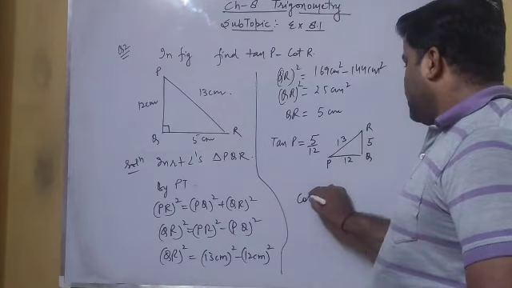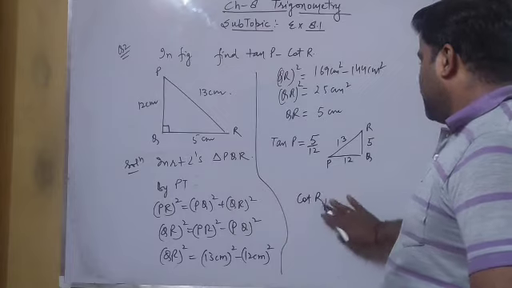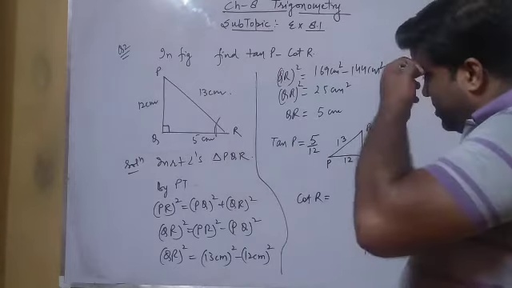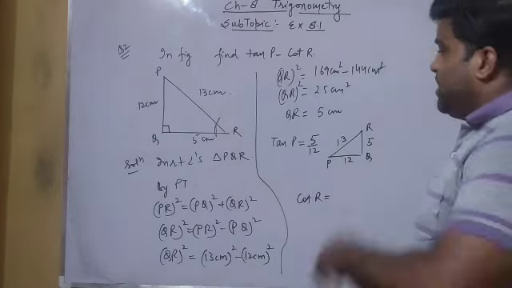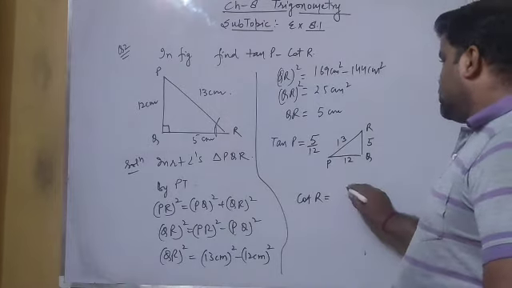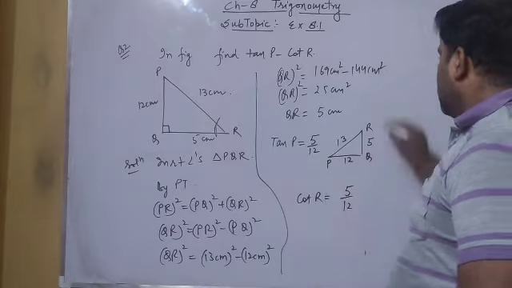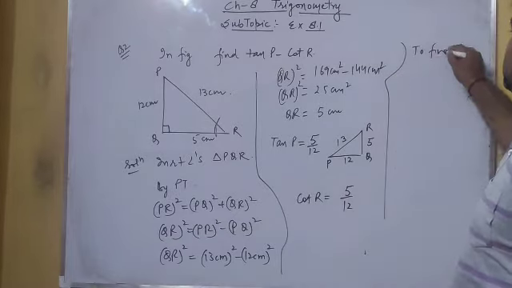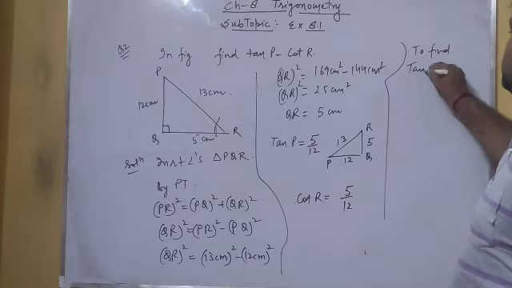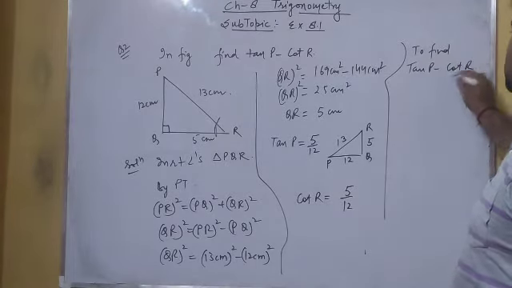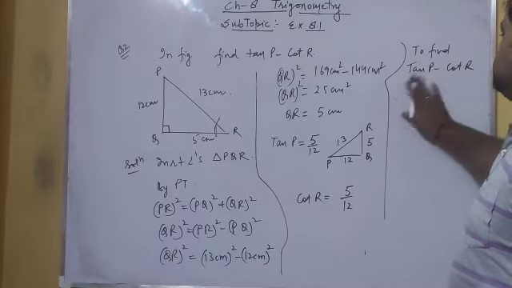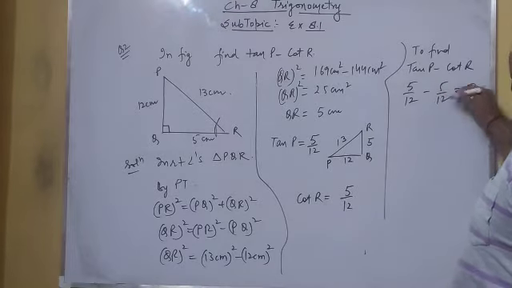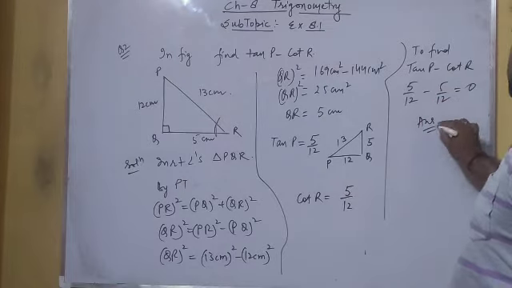Similarly, we have to find cot R, cotangent of angle R. We can find this as the ratio of base and perpendicular. So we get 5 upon 12. As we have to find tan P minus cot R, on putting all the values we get 5 by 12 minus 5 by 12 and finally we get 0, which is the required answer.